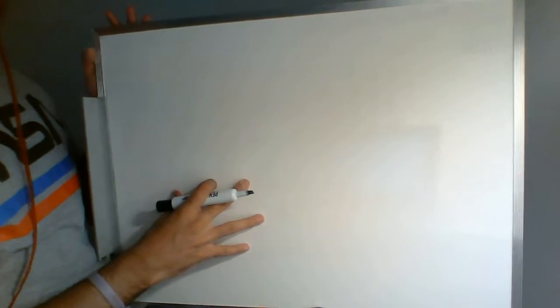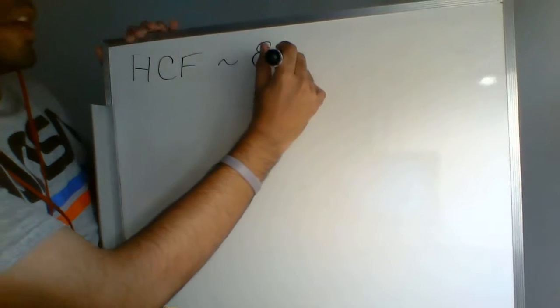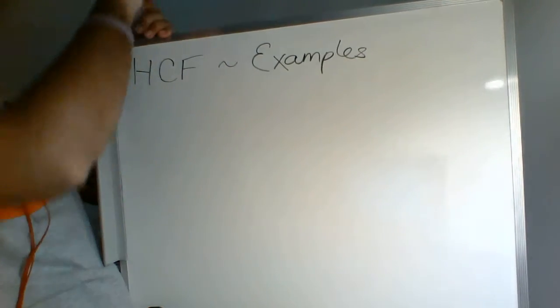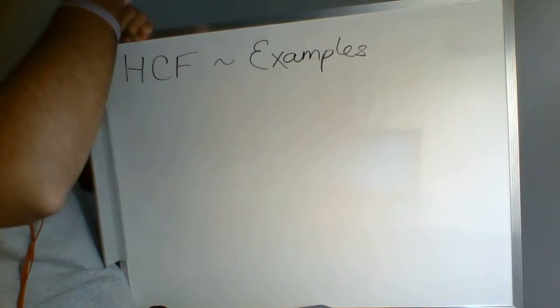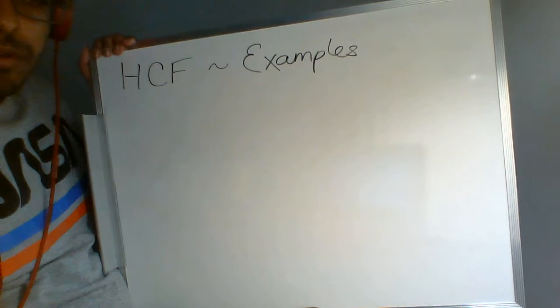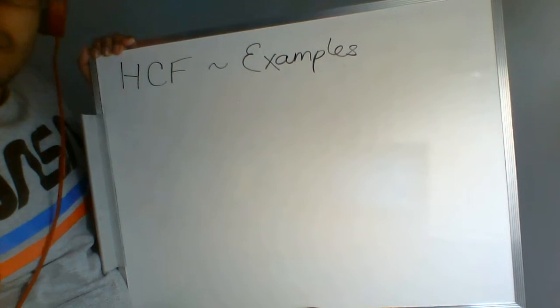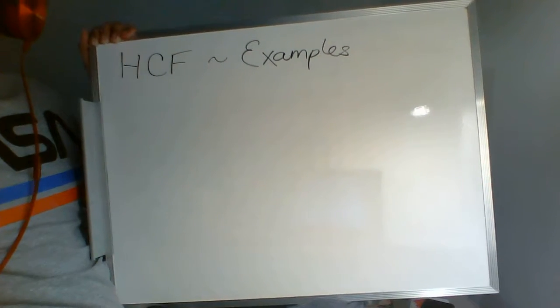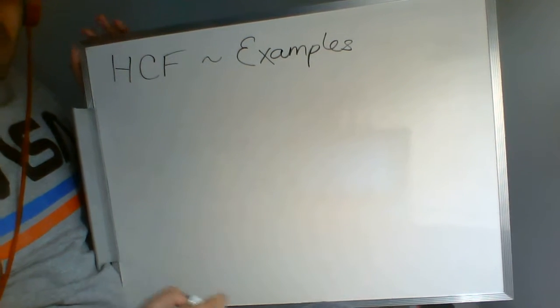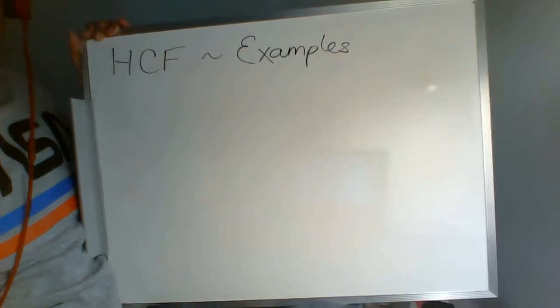Hey everyone. So in this lesson we're going to continue with highest common factor, or HCF, and we're just going to be working on finding the highest common factor with a few more examples. Before we were working with groups of two numbers, basically pairs of numbers, and now we're going to move on to working with slightly larger numbers, and we're going to do it with groups of three.